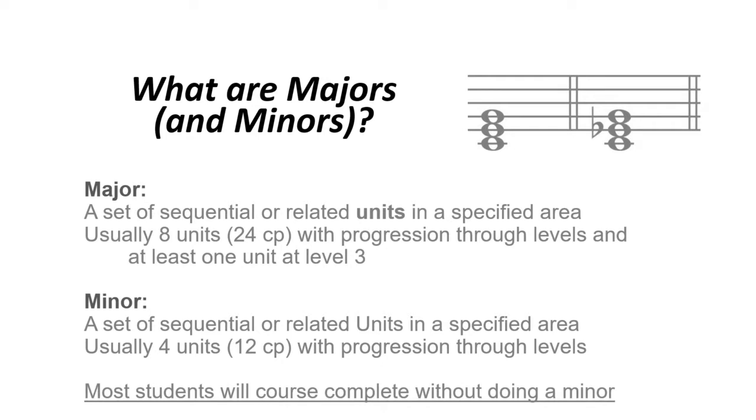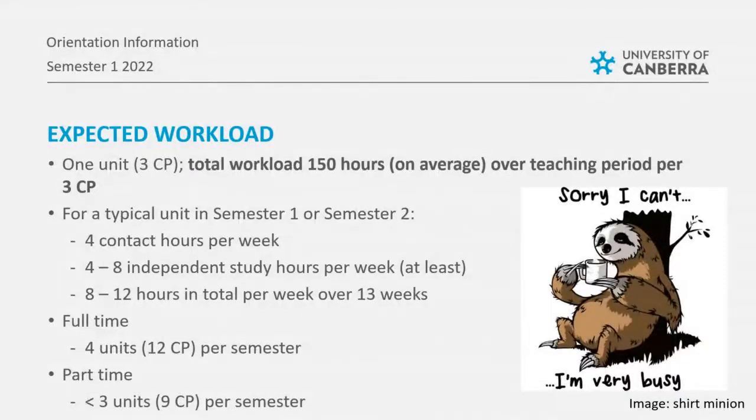As I say, most of you in here will complete your course without doing a minor. You will do 2 majors and potentially 3. For the most part, you will do 4 units, so 12 credit points per semester. Each unit is usually designed to be a workload of 150 hours.